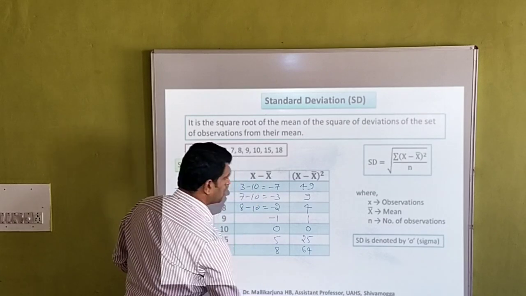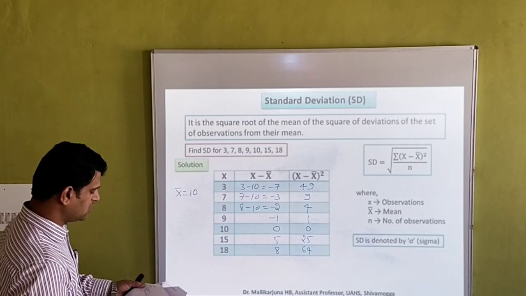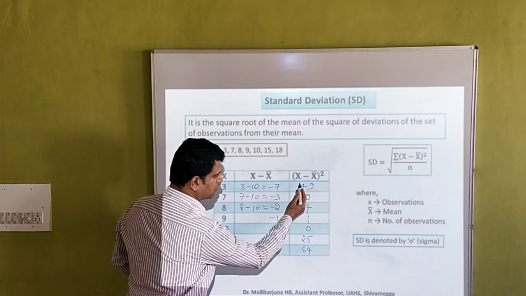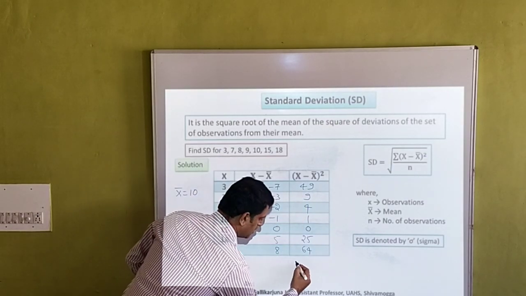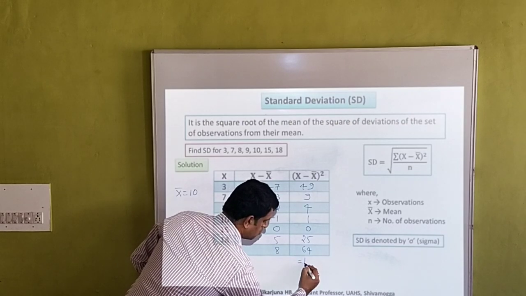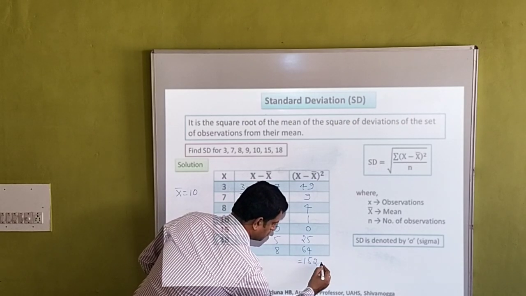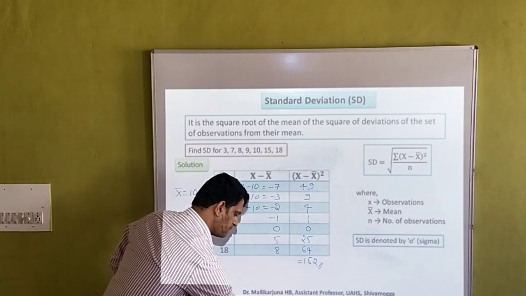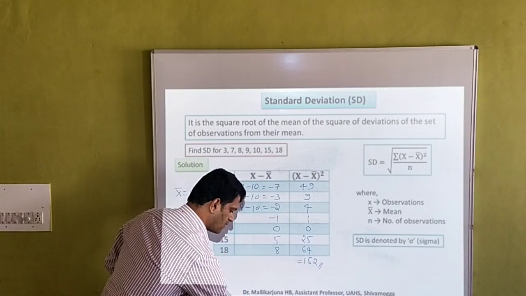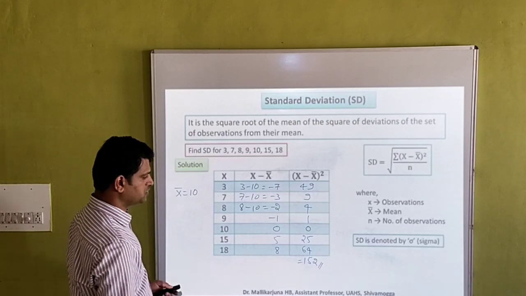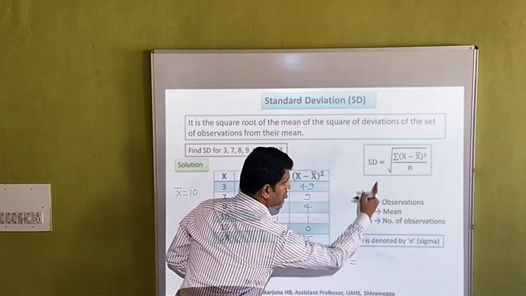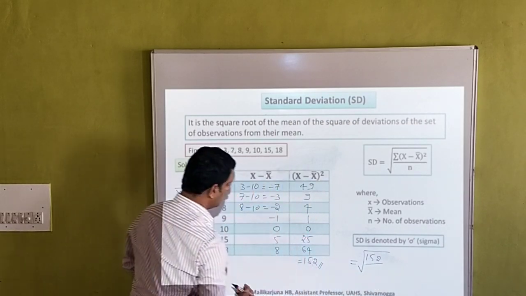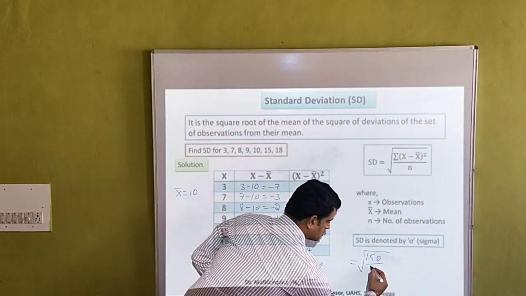After squaring, we have to take the sum of all those values. So here 49 plus 9 and so on, and in total you get 152. So for this formula, it is the square root of 152 divided by the number of observations, 7.